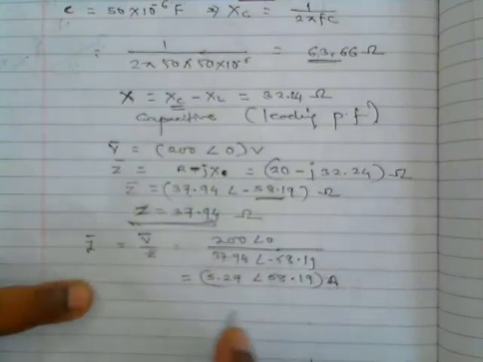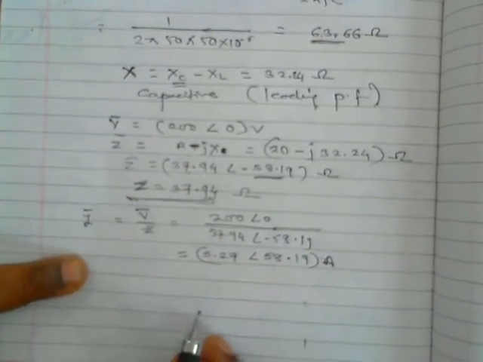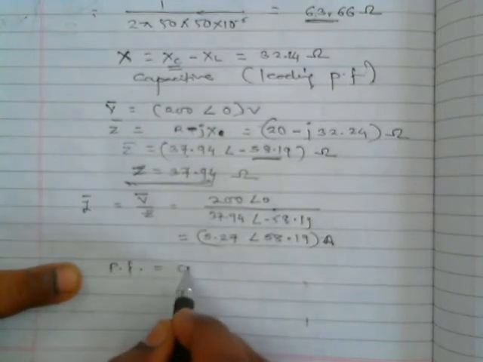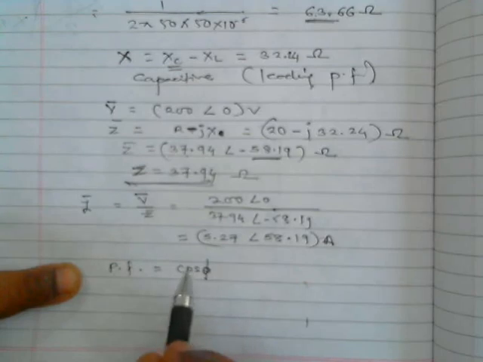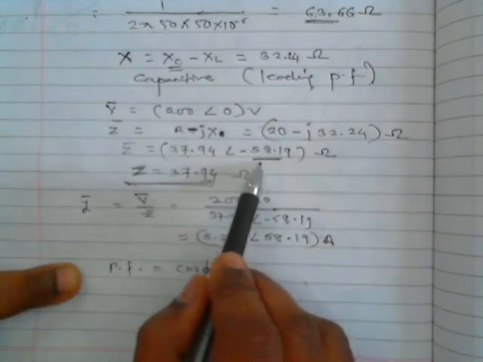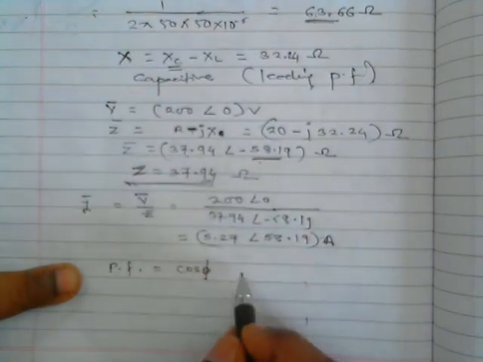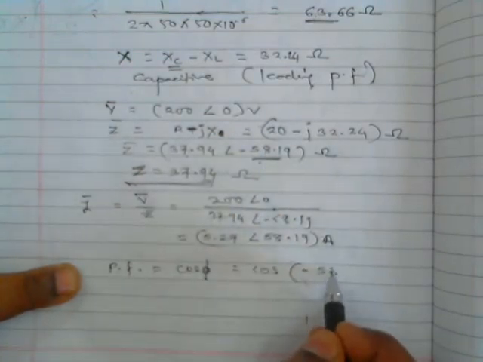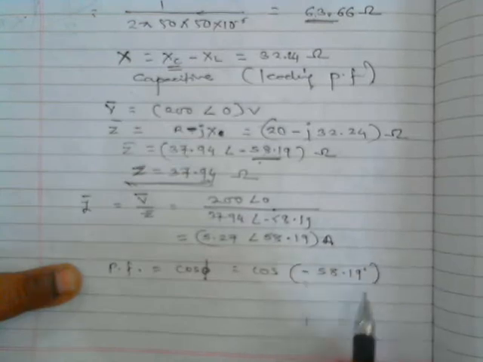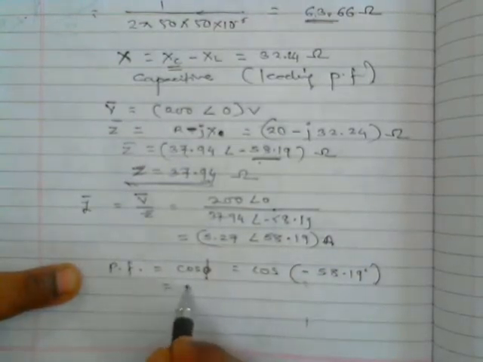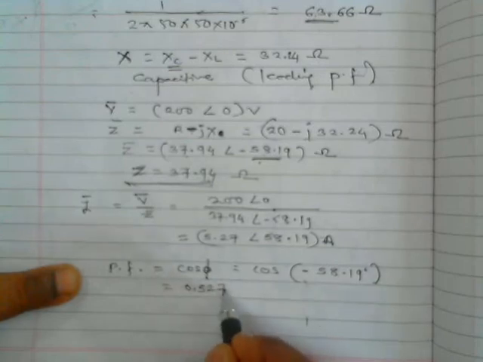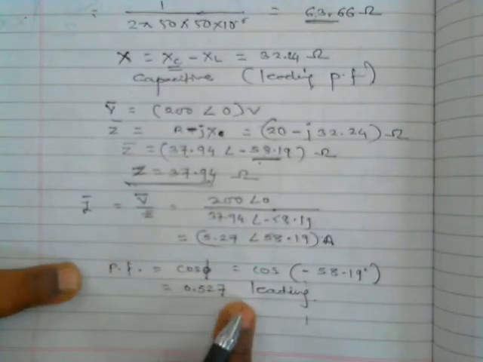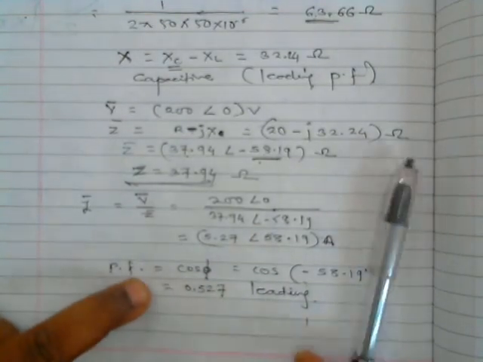Next is the power factor. Power factor is equal to cos phi. As I said, the angle in impedance is nothing but the angle between voltage and current. So cos of phi is cos of minus 58.19 degree. It will come as 0.527 power factor, and the circuit is capacitive. This must be leading.